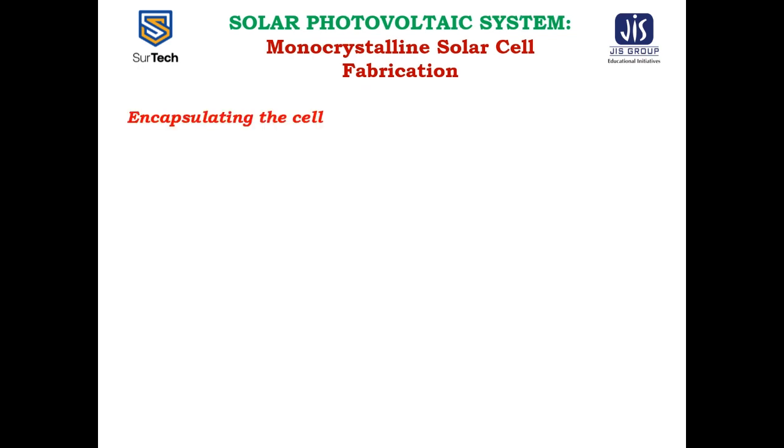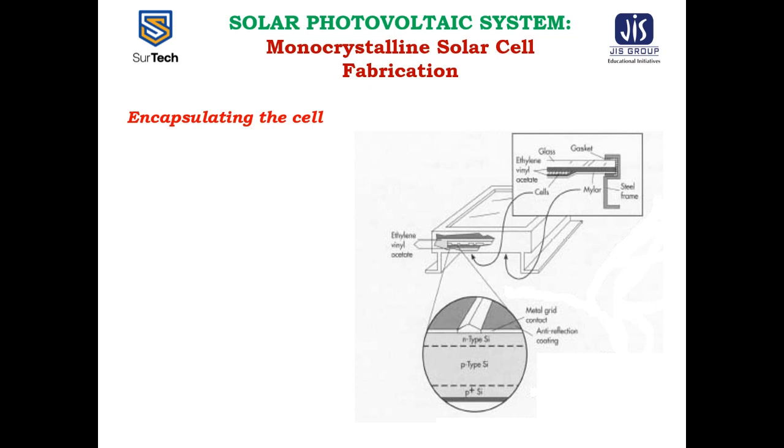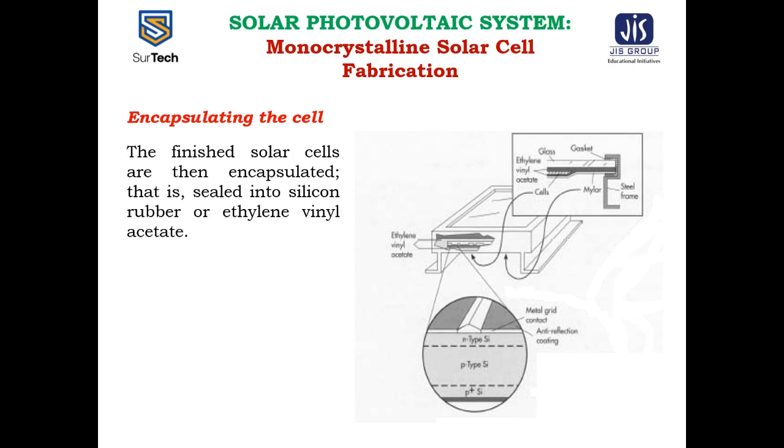Now the very important step, and the final step to produce the silicon solar cell, is encapsulating the cell. The finished solar cells are then encapsulated, that is sealed into silicon rubber or ethylene vinyl acetate. This is the ethylene vinyl acetate. This is mainly used.